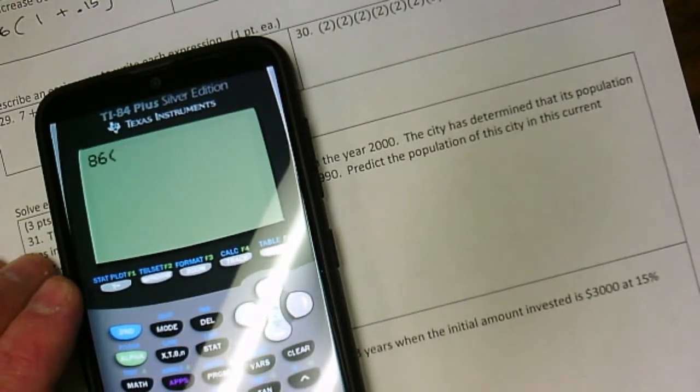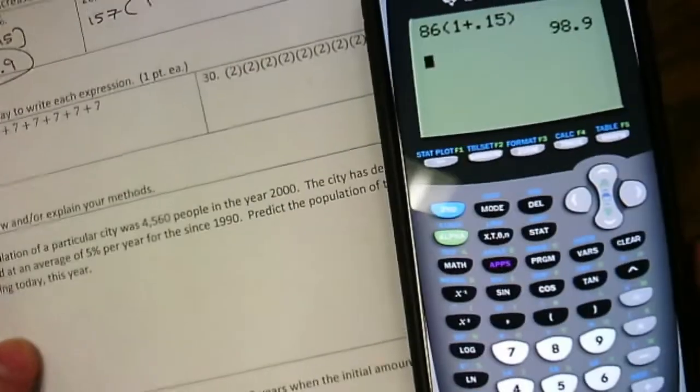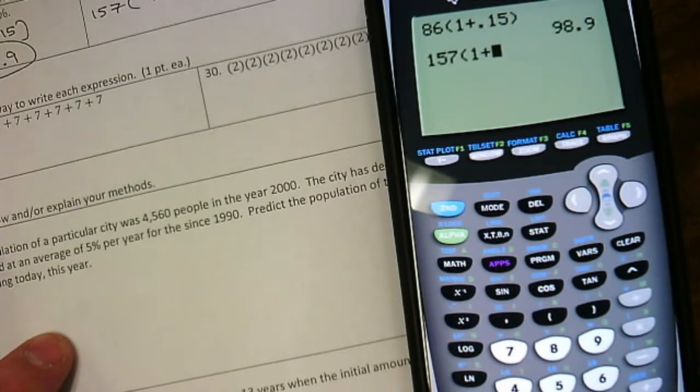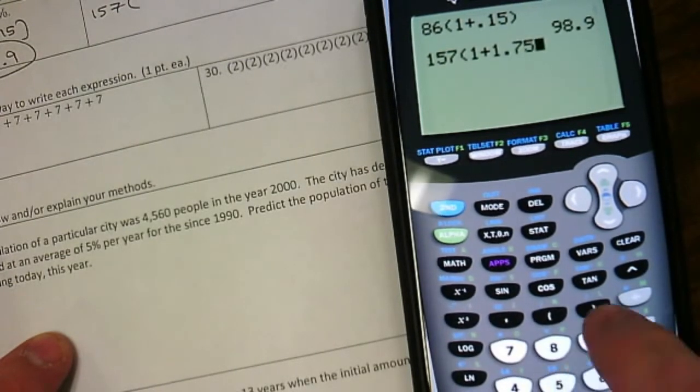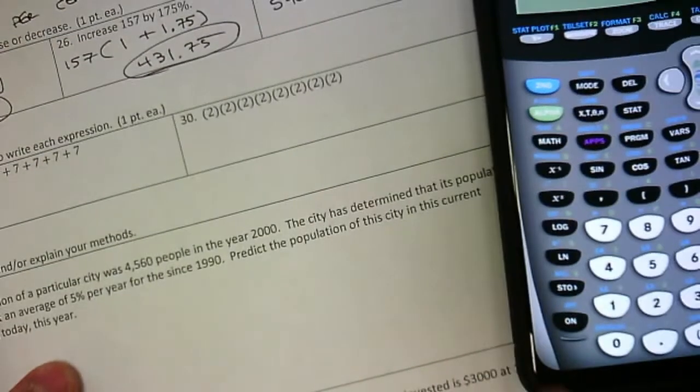86, 1 plus 15%. 98.9. 157 times 1 plus 175%. 431.75. And then 540 decreased by 32%.